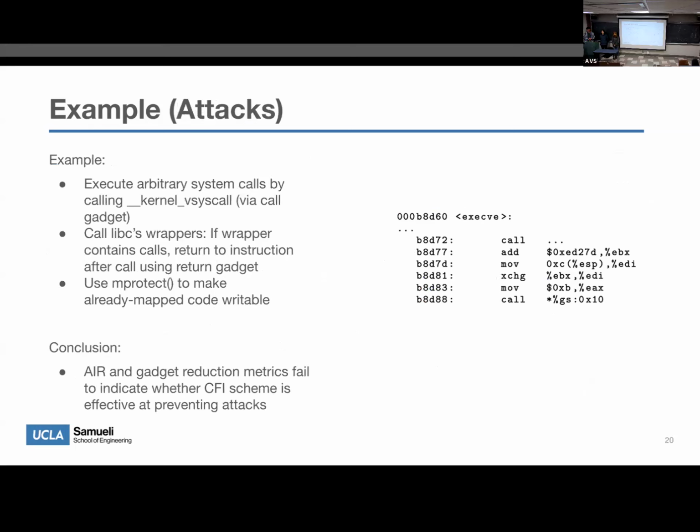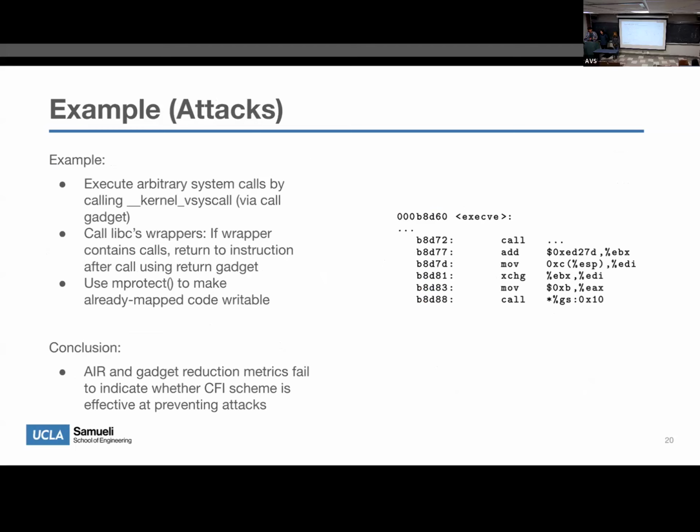So they're able to execute arbitrary system calls by using the kernel v6 call, which was a call using a call gadget. And they're also able to use libc's wrapper functions, because within some of the wrapper functions, there was a call instruction. And so under the control flow graph, you can return to any instruction after a call instruction by just using a return gadget.